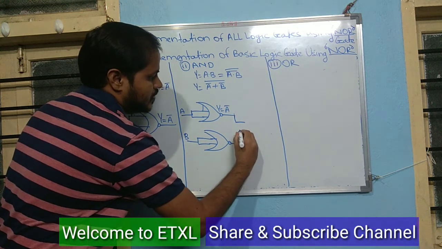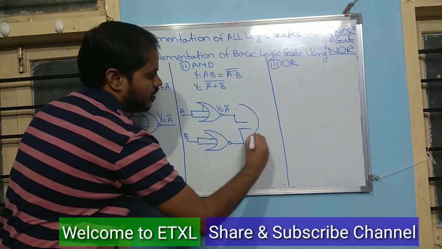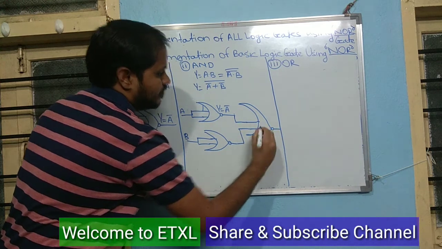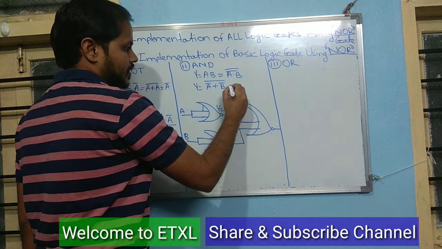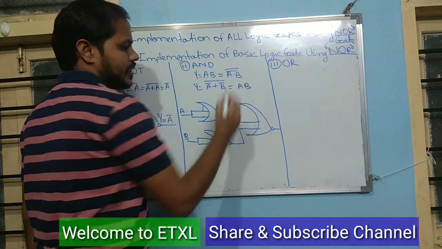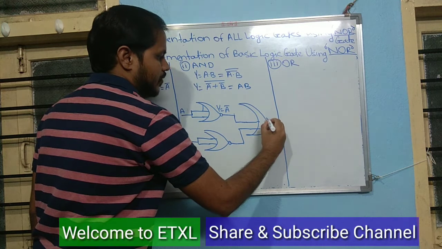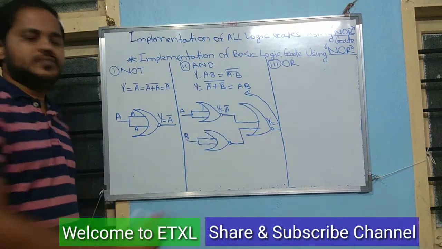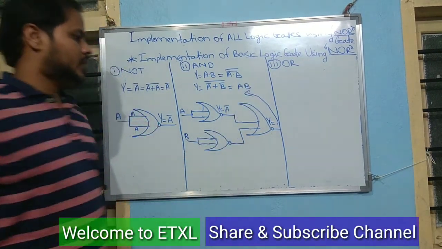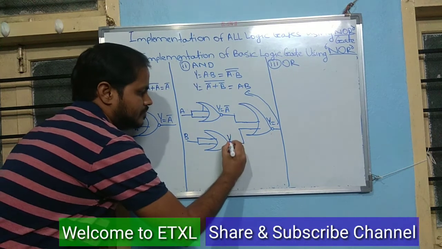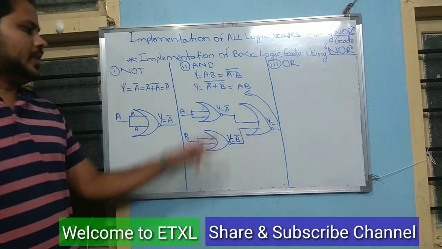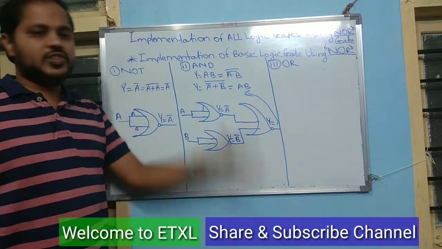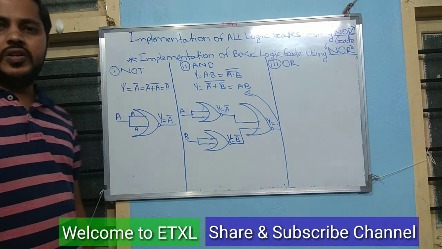And combine these by using a final NOR logic gate. Then you are getting the final equation, Y is equal to A into B. Here is A bar and B bar. You are combining them with the help of the NOR gate. Then we are getting the implementation of the AND logic gate by using the NOR logic gate.